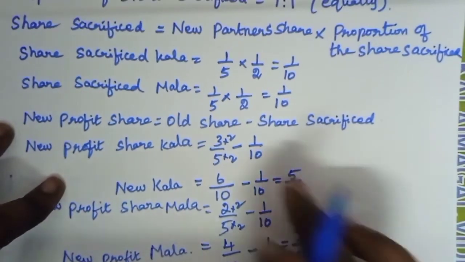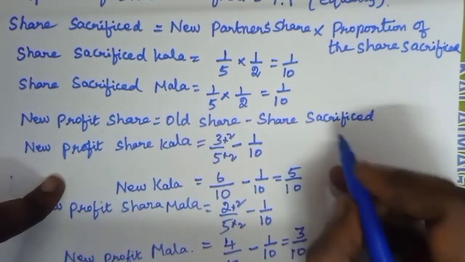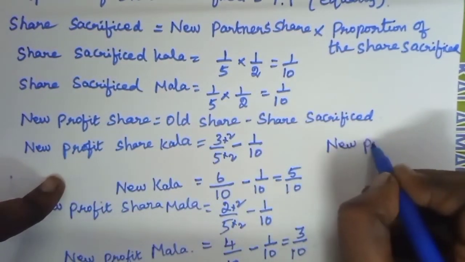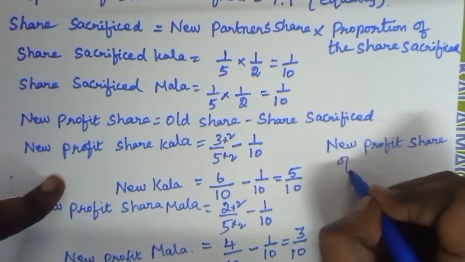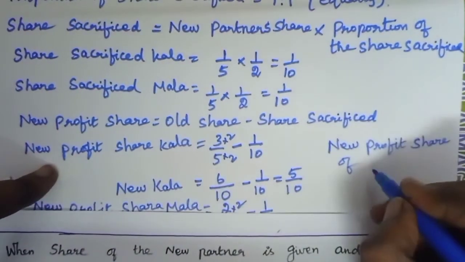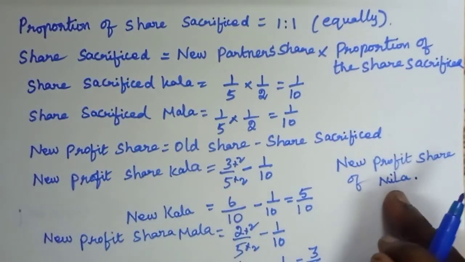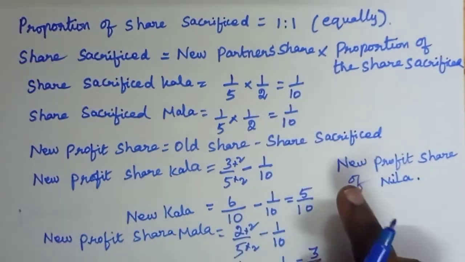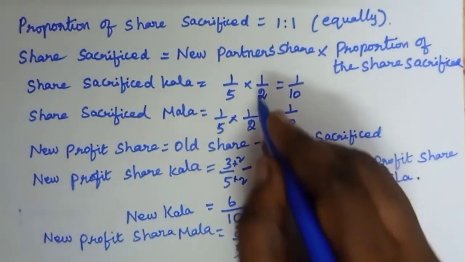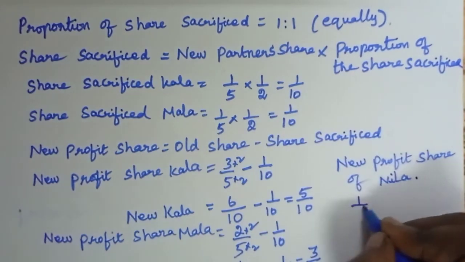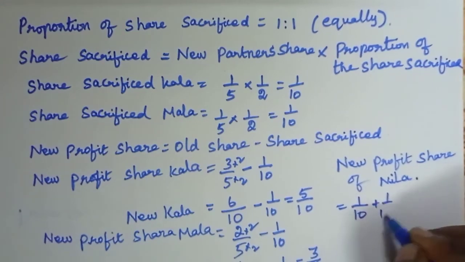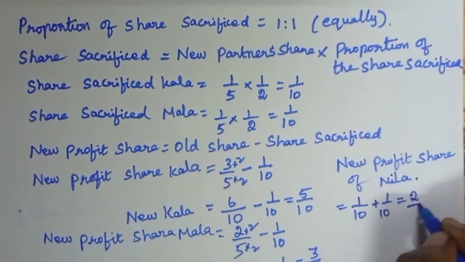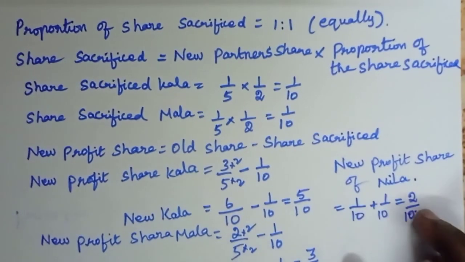Okay. Now we have to find out the new profit share of new partner Nila. The total of share sacrificed by the old partners is new profit share of Nila. Share sacrificed by Kala is 1/10. Share sacrificed by Mala 1/10. The total 2/10. New profit share of Nila 2/10.